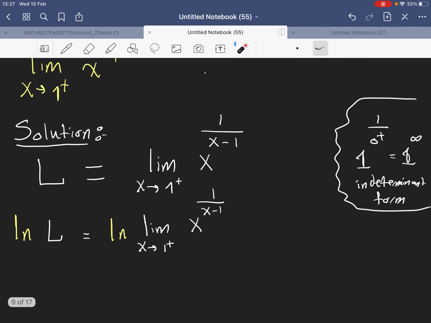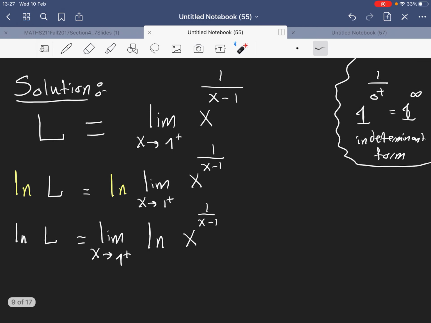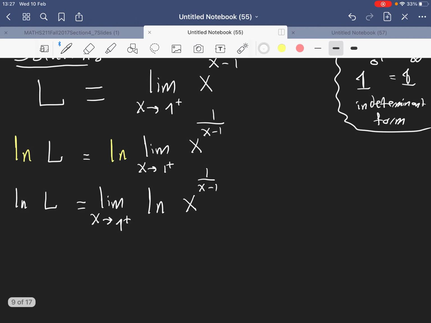So let me do this. On the left side, we still have ln L. On the right side, we have the limit as x goes to 1 plus, and then we have ln of x to the 1 over x minus 1. Now, if you remember, if we have ln and then we have a power, what will happen to the power? The power will go down in front of the ln. That's the idea of having the ln. Just imagine how powerful the ln is, taking the power down in the line.